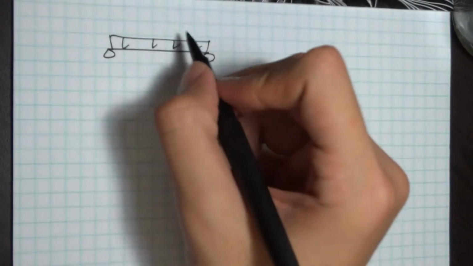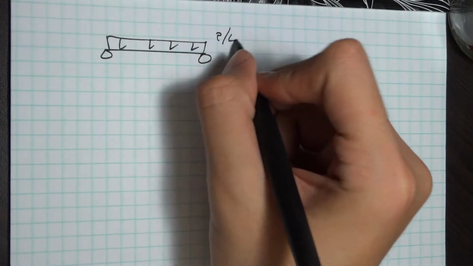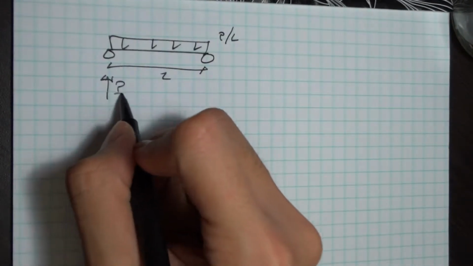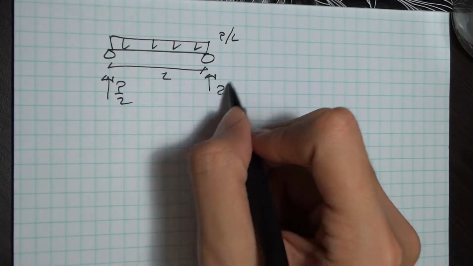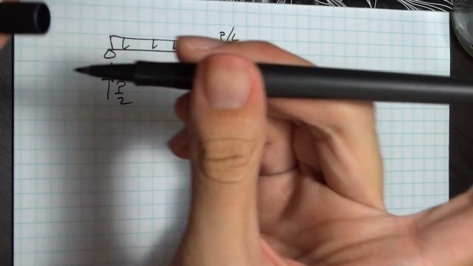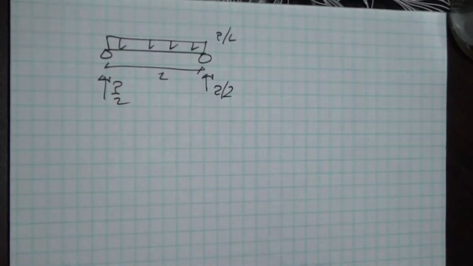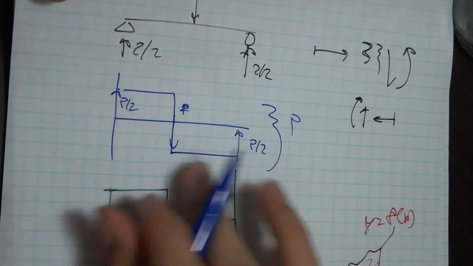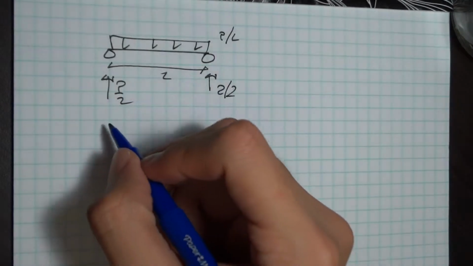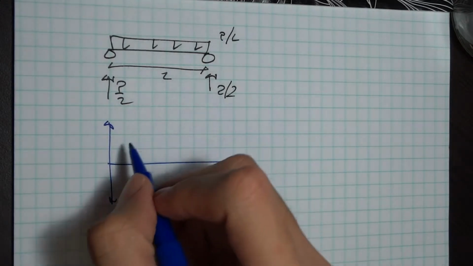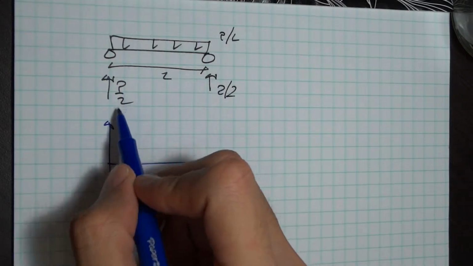The reactions are the same as before. This is P divided by L. This is some length L. This is P over 2. This is P over 2. Now my shear diagram, the beginning and end of my shear diagram is going to be the same because my reactions are the same. Right? And like always, I follow my arrows. And over here, I say I'm going up by P over 2.